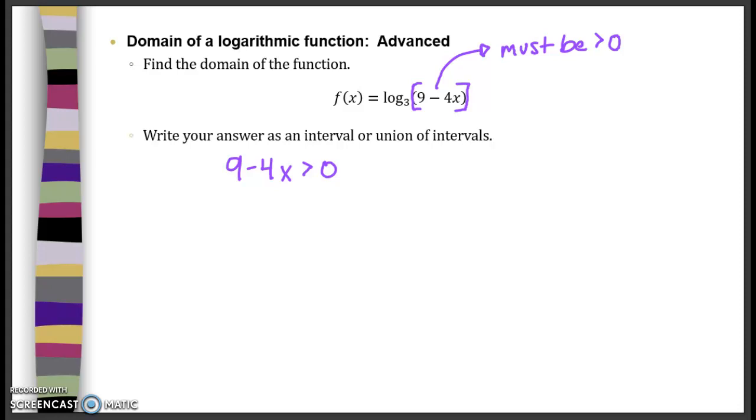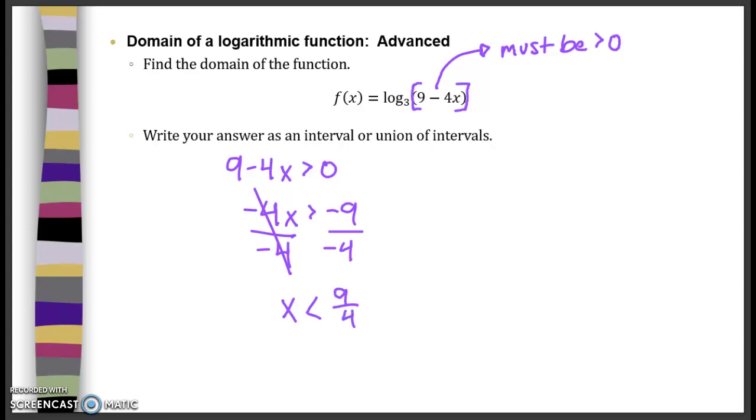So after solving this, we get negative 4x is greater than negative 9. And then we divide by negative 4 on both sides. Remember, when you divide by a negative when we are dealing with inequalities, then the sign flips. So it becomes x is less than 9/4.